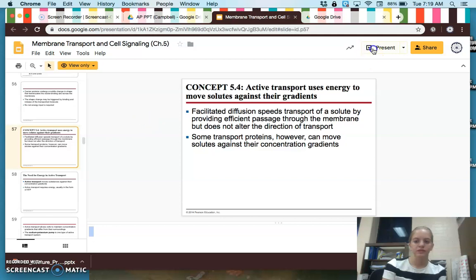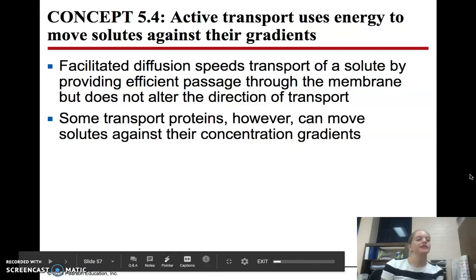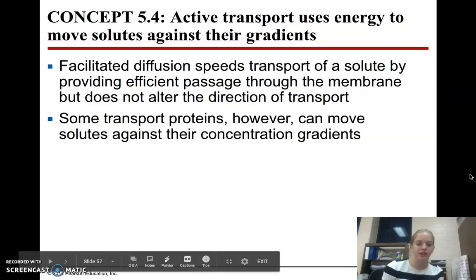Okay, so we talked about facilitated diffusion, which is the movement of molecules along the concentration gradient. They need a little bit of help, but in general, they don't require any input of energy. So section 5.4 is about active transport, which does require energy because the solutes are moving against the concentration gradient.